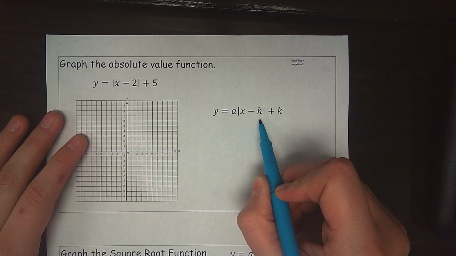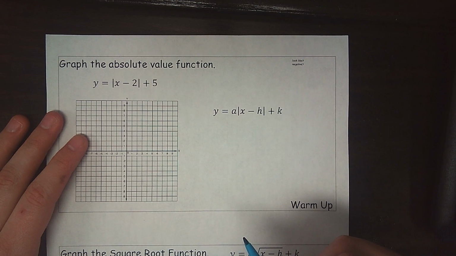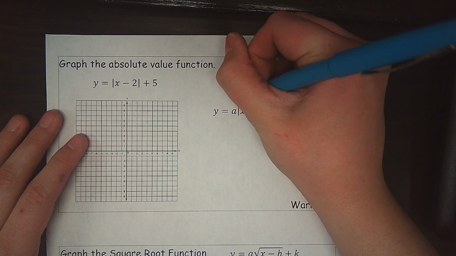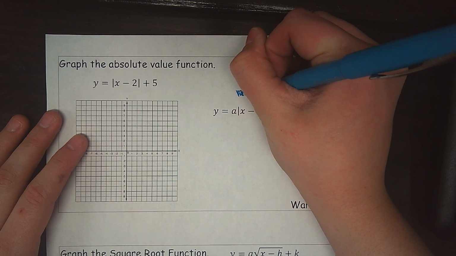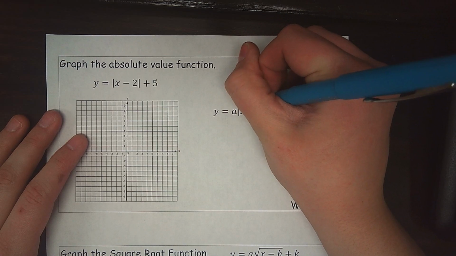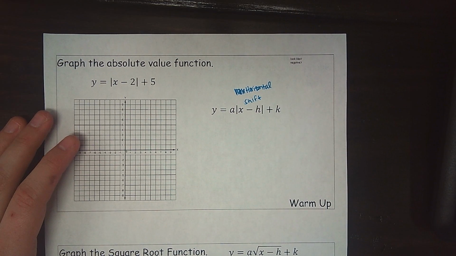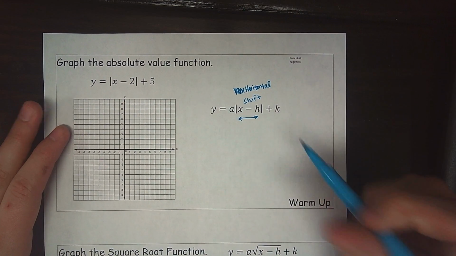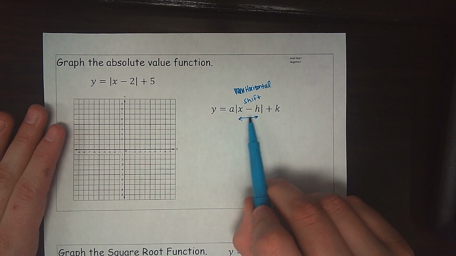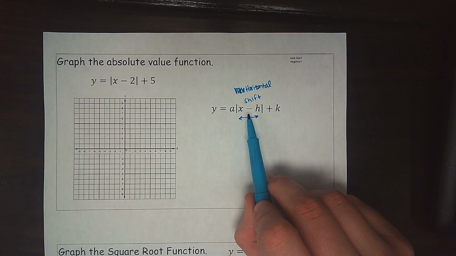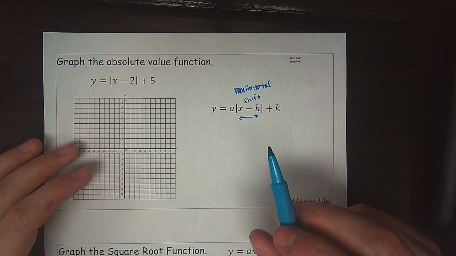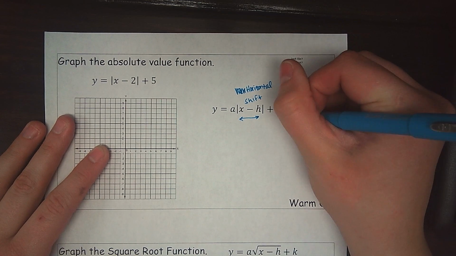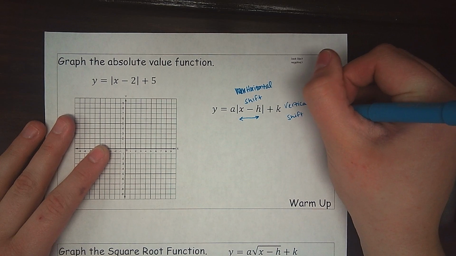First off, the H value, the number inside of our absolute value bars, is what we call our horizontal shift. This tells us how far left or right we need to go. And because of the subtraction sign here in our equation, the H value is always the opposite of what we think. The K value then is our vertical shift, and that is our up and down.